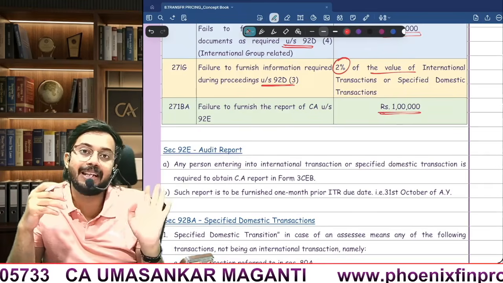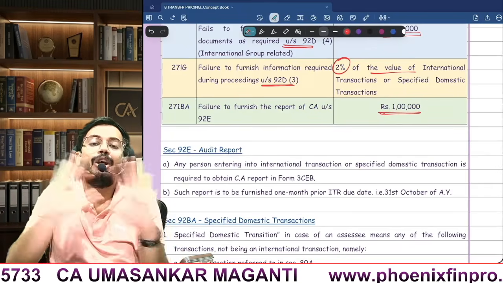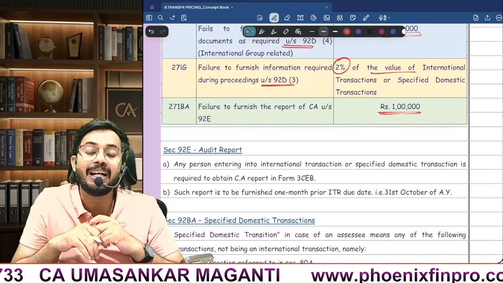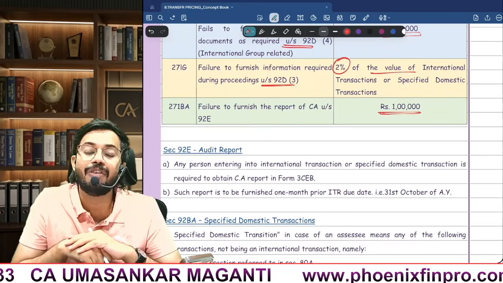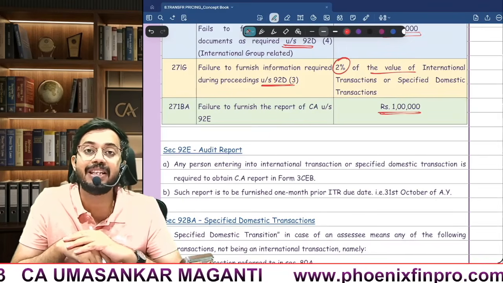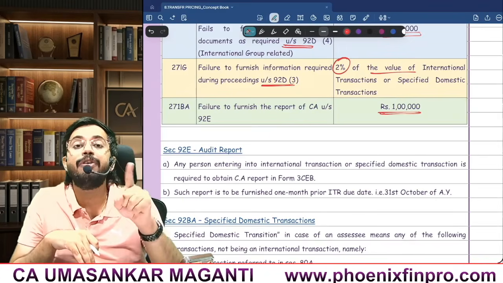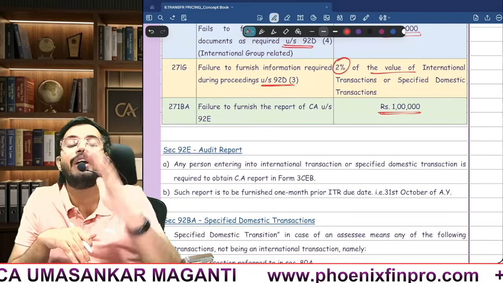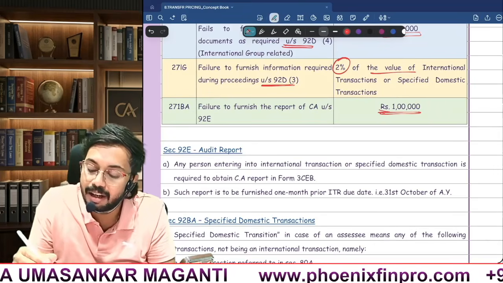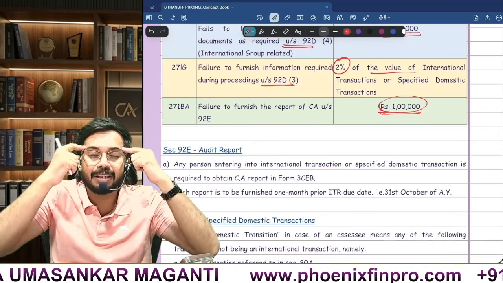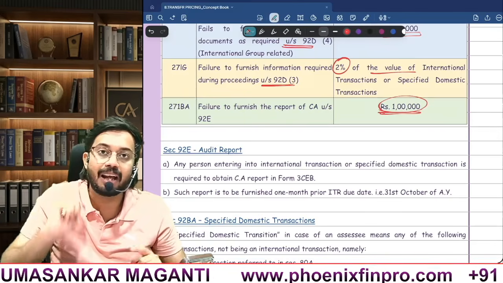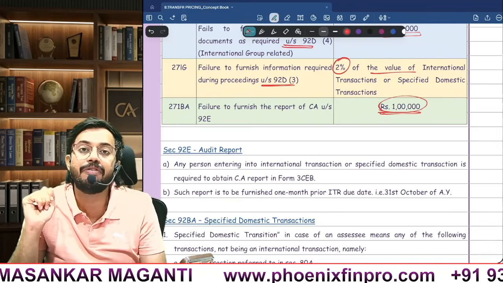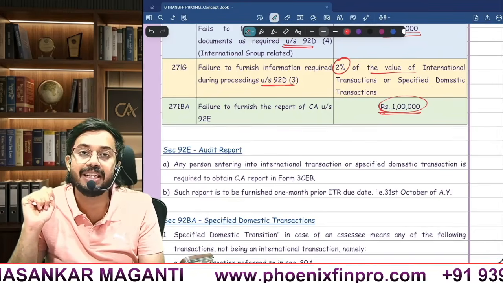Other than transfer pricing, I am a regular business person. I do not do international transactions. If I do not get my books of accounts audited, penalty is 0.5% of turnover or 1,50,000, whichever is lower. That is, if you do not get audit in non-transfer pricing cases. In transfer pricing, if you fail to get your books of accounts audited, penalty is 1 lakh rupees. So, transfer pricing, no audit done, penalty 1 lakh. Non-transfer pricing cases, no audit done, penalty is 0.5% of turnover or 1,50,000, whichever is lower.